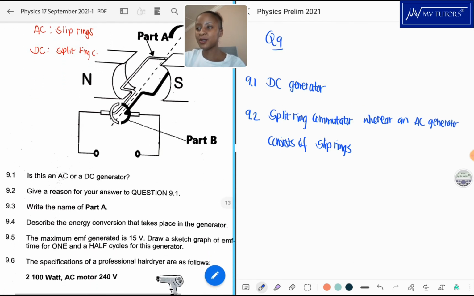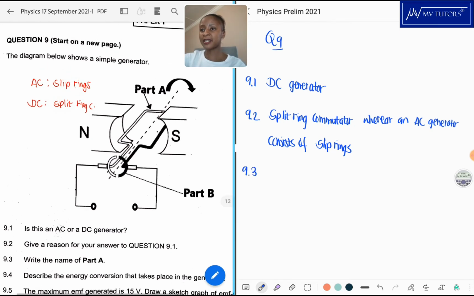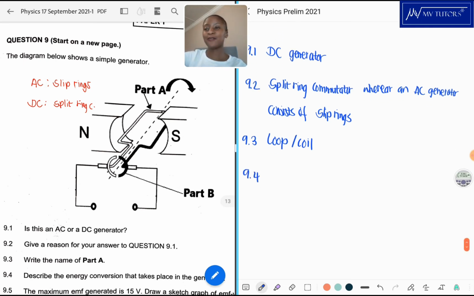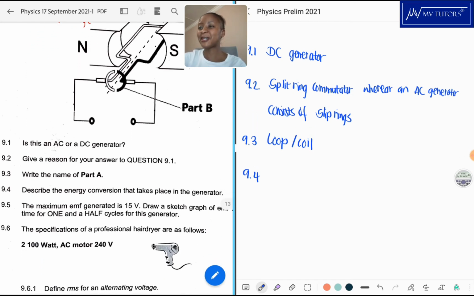All right, so write the name of part A. So part A here, this would be like a loop. I would call it a loop, or maybe another term for it would be a coil. But I think loop sticks in the mind more than a coil. Whatever floats your boat, rather whatever rocks your boat. I don't know which one is which, but yeah.